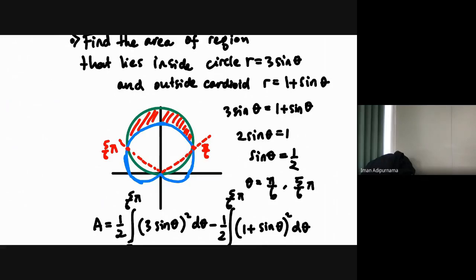So the question is, you have the cardioid, the blue one, and you have the circle. You need to find the area in the red region here. In xy, you probably remember that if you integrate, you are subtracting the green and the blue one, if you have the equations. But in polar, it is systematically different.